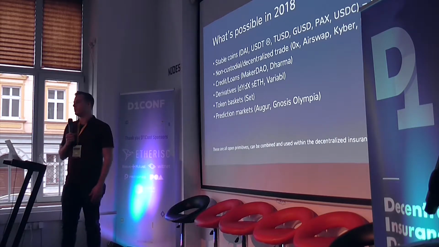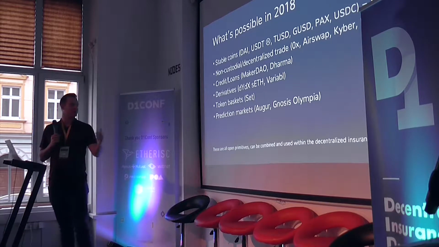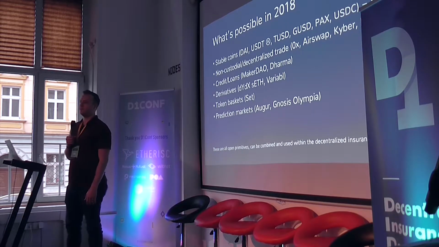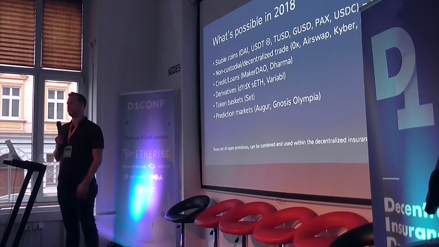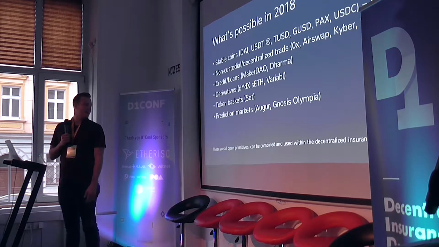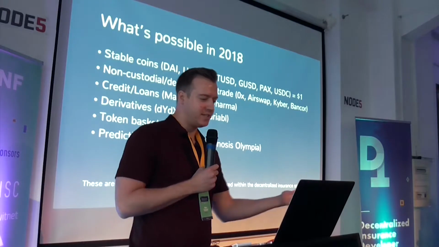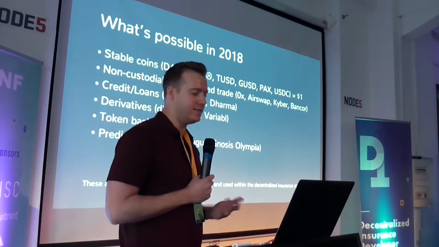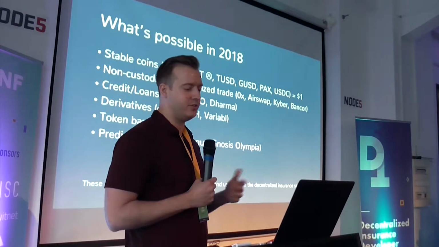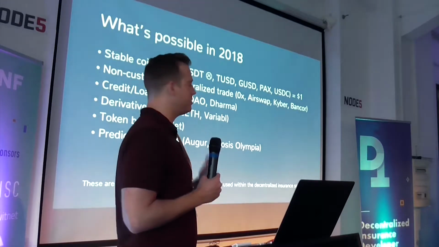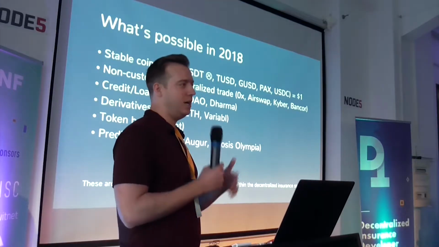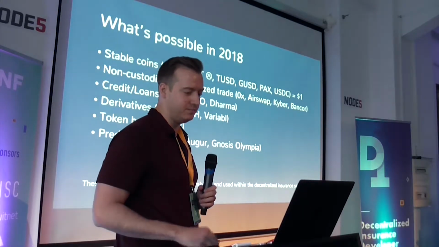And then finally we have prediction markets, where we have Augur and Gnosis Olympia, and these allow us to utilize decentralized oracles and all these different settlement mechanisms. But the main thing to focus on is these are all open primitives, and they can be combined and used within the decentralized insurance space. So these are all tools that we have to help foster the ecosystem.